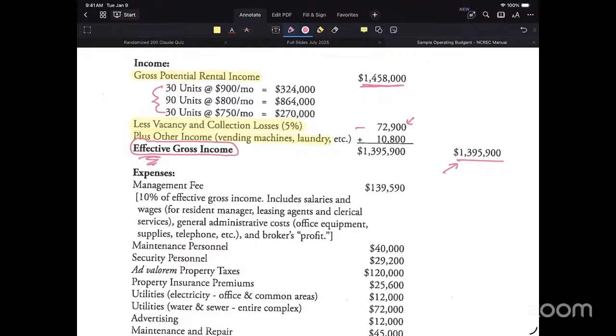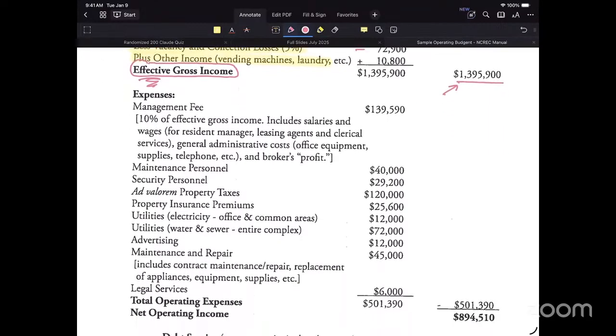$1,395,900, but you had to hire a manager. There goes $139,000. You had to have maintenance personnel, because I'm not going out there to fix your stuff. You had to have security. There's property taxes, property insurance, utilities. You got to advertise, maintenance, legal services. When you add all of these things up, oh, we forgot that one, that's $501,000 to run the property.